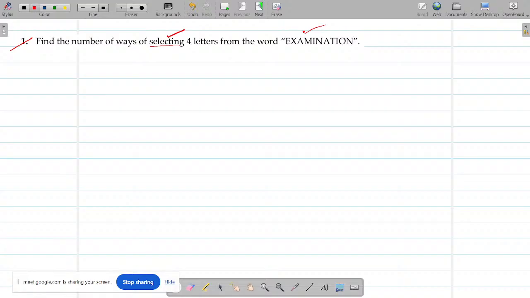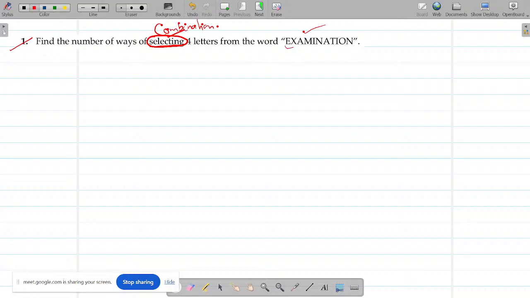Selecting, so it's about choosing. In case your question is about arranging, if it is given as arranging four letters, we have to go for arrangement. Here's a simple one. It's a selection problem, so it's a combination problem. In case it is a permutation problem, I'll deal with it later.